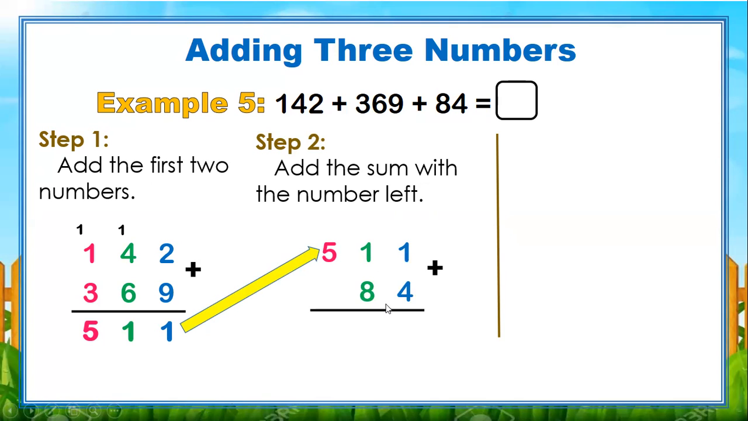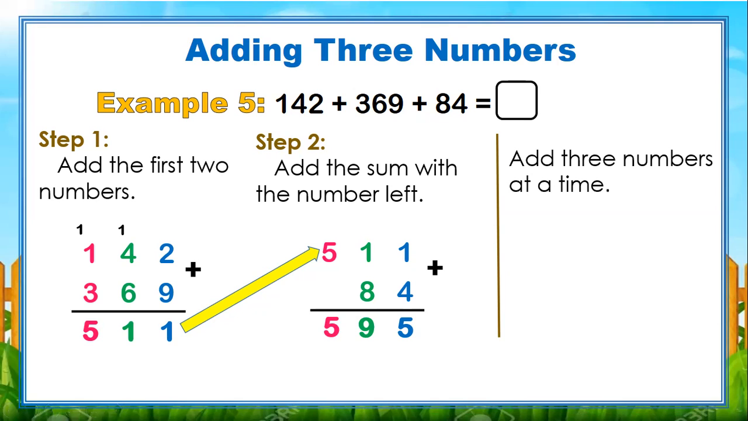1 plus 4 is equal to 5. 1 plus 8 is equal to 9. And then since there's no number here, we will just bring down digit 5. So the answer is 595. So this one, we could simply add 3 numbers at a time.